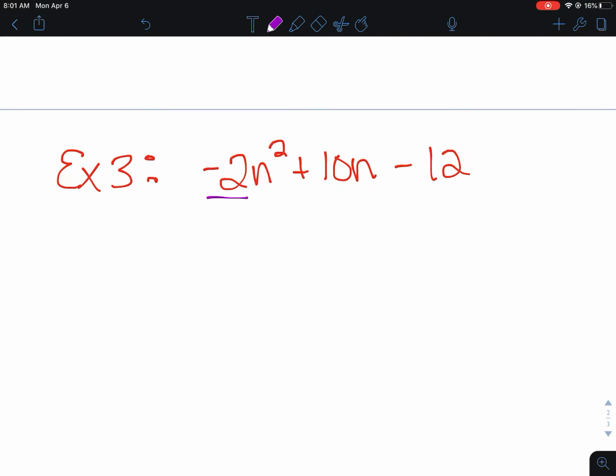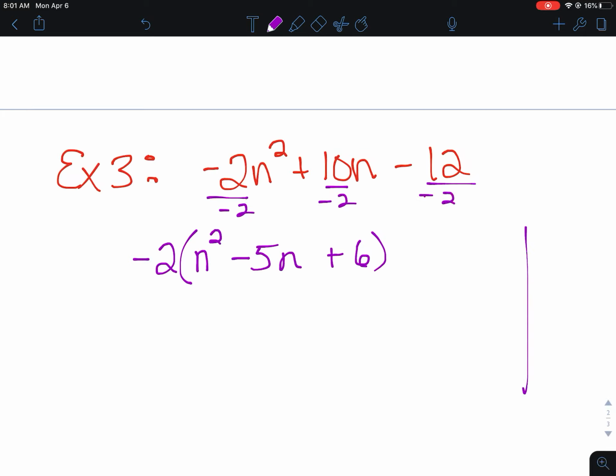All right, one more. -2n squared plus 10n minus 12. Well, if the front term is negative, I always want to take out a leading negative number. So I'm going to take out -2. And then left, I have n squared minus 5n plus 6. So I'm dividing all these pieces by -2. And then now I have to figure out what multiplies to 6 that could add to -5.